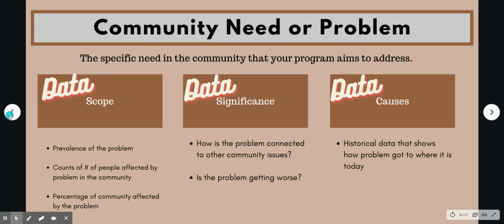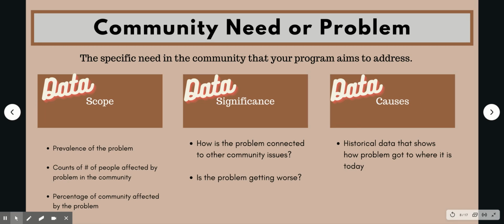So, one more note, you'll notice that the scope and significance are related to the community need and describing the community need. The causes will be directly related to the intervention that you choose to address your problem. So the causes should directly align with the specific intervention that you choose.